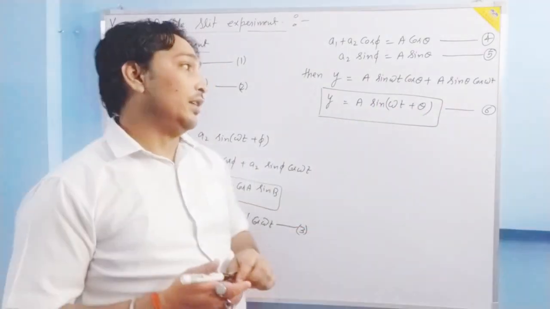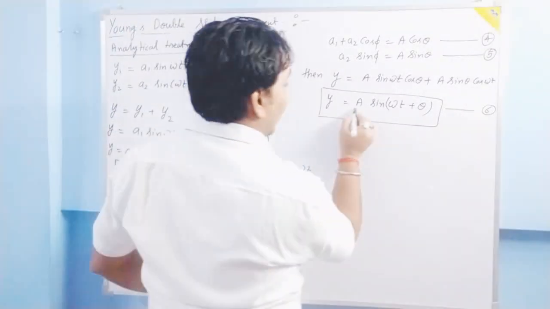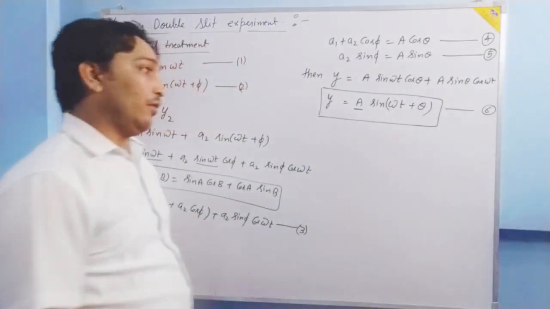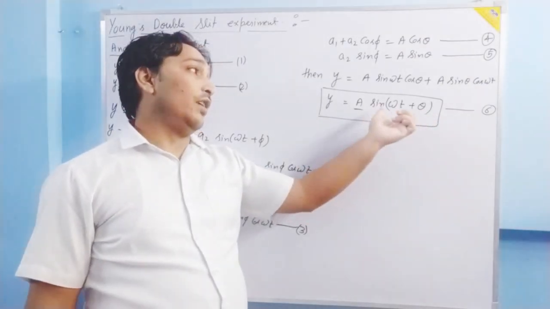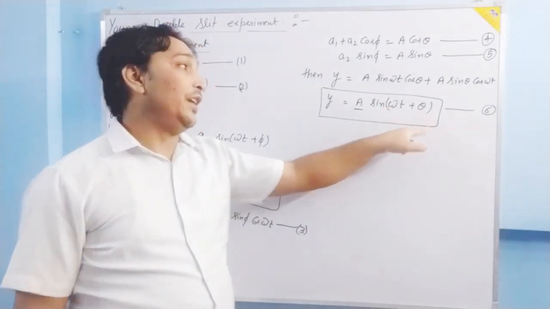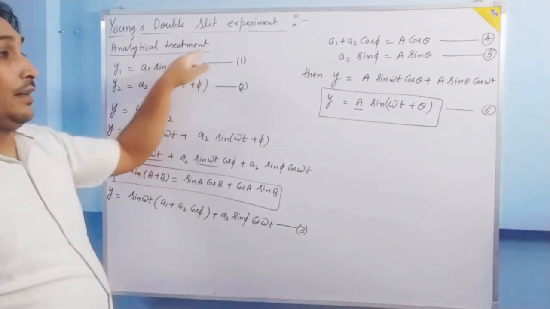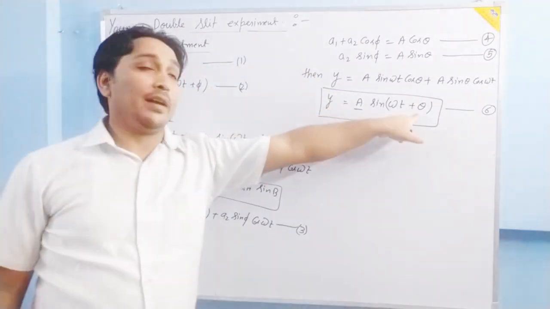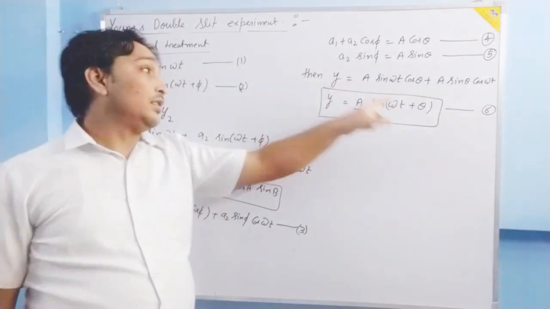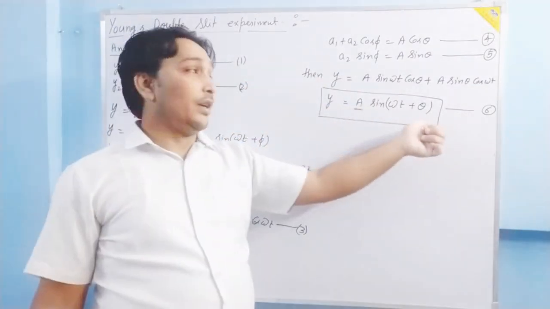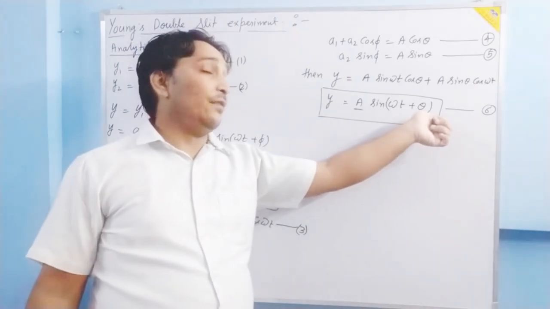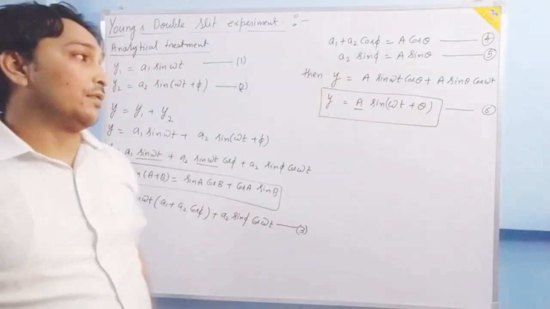Is it clear? Clearly, this A is the amplitude of the resultant wave, and theta tells us that the resultant wave has a phase difference theta with the first wave, and the resultant wave is leading by the angle theta. Okay, see the phase of the first wave, it is omega t. It is omega t plus theta. So this wave is leading in phase by theta with the first wave.